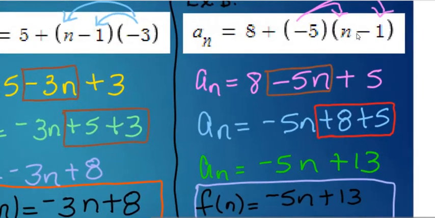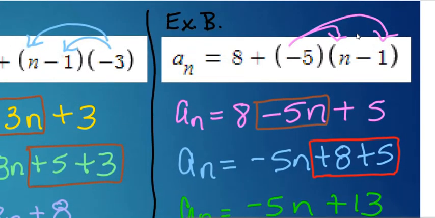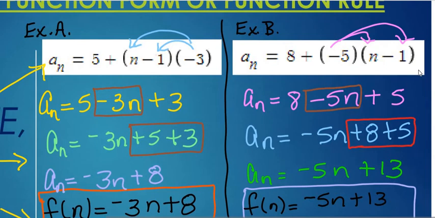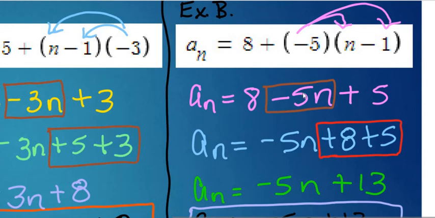On example B, we're going to distribute first. So you're going to say negative 5 times n and negative 5 times negative 1. Whether you write the common difference at the end or at the beginning, it does not matter. You're still going to distribute. So when you distribute this one, you will see the negative 5 times n is negative 5n. Negative 5 times the negative 1 is a positive 5. So you have a negative 5n plus 13 right here.